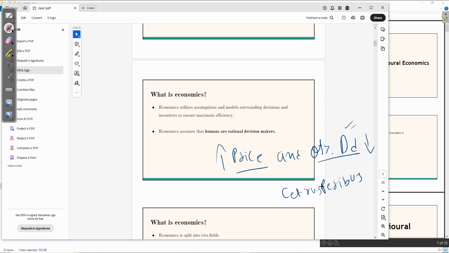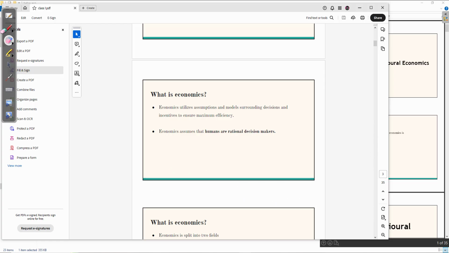If we are talking about the relationship between two variables, then we are keeping all other variables impacting them constant. Okay, so this is a common assumption, though there are different assumptions based on different models. But this is one of the most common. So the idea is that in economics we utilize assumptions and models surrounding the decision and incentive to ensure maximum efficiency, to look at the maximum impact of the relationship between these two variables.